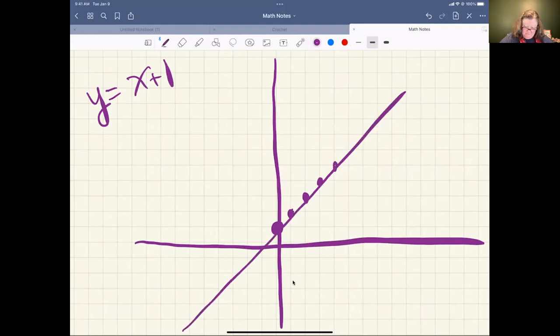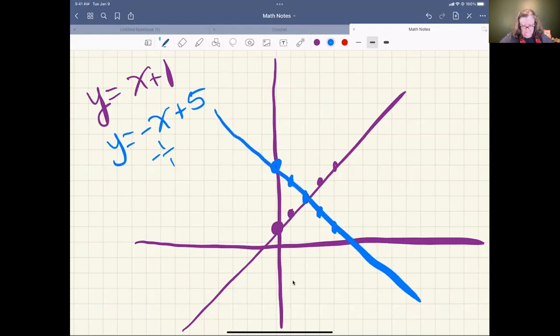There's my first line. My second line is y is equal to negative x plus 5. So I'm going to start by graphing the plus 5 on the y-intercept. And my negative x means that the negative slope is negative 1 over 1. So it's going down by 1 down, 1 over, 1 down, 1 over. And we can see that they intersect right here.